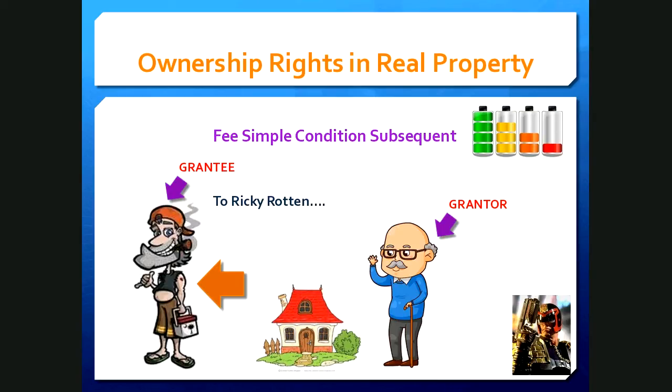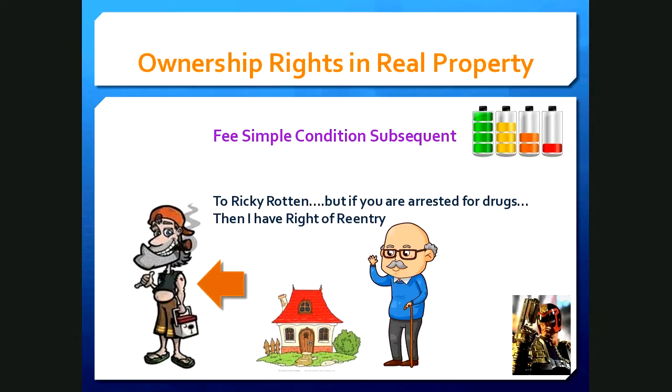Remember, Old Man Jones is a grantor. He's transferring ownership. Ricky Rotten is the grantee. He's receiving ownership. So he tells him, to Ricky Rotten, but if you are arrested for drugs, then I have the right to re-enter the property and take it from you.